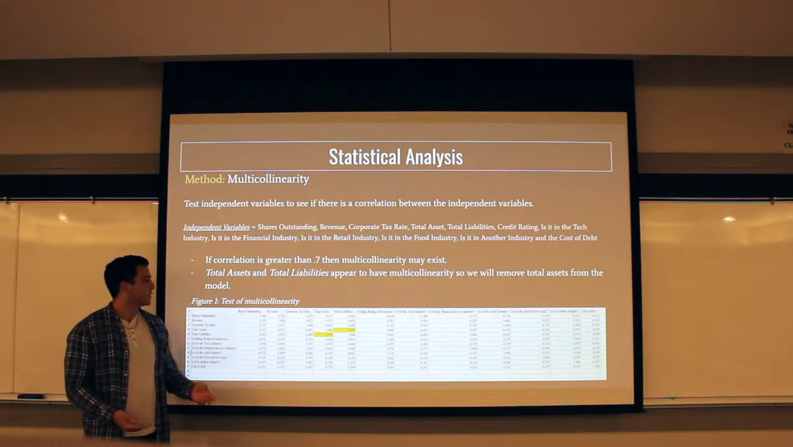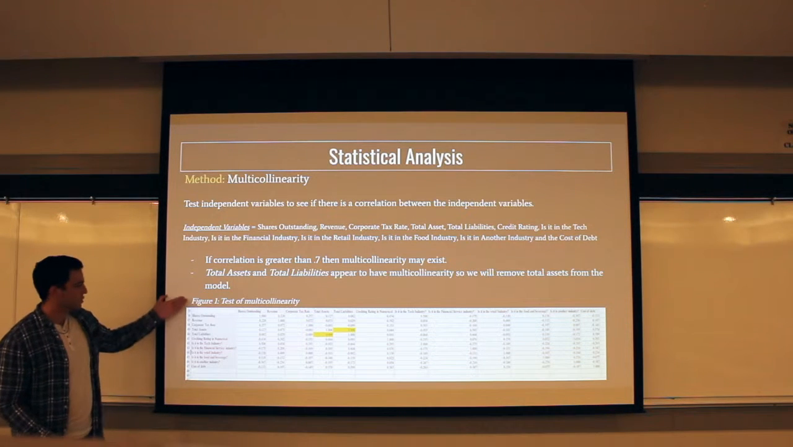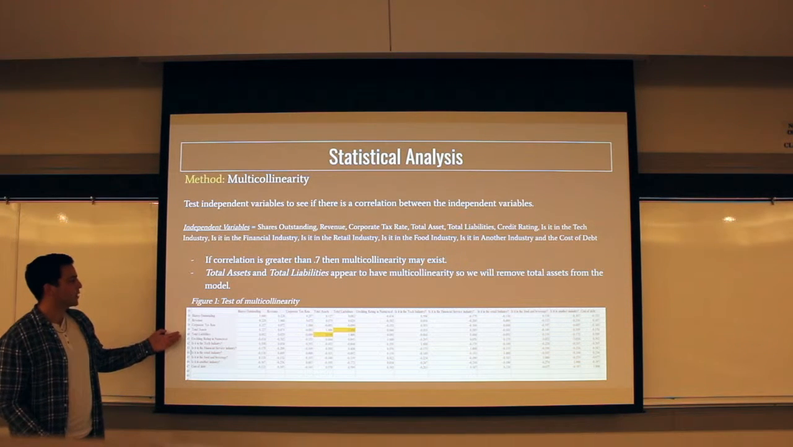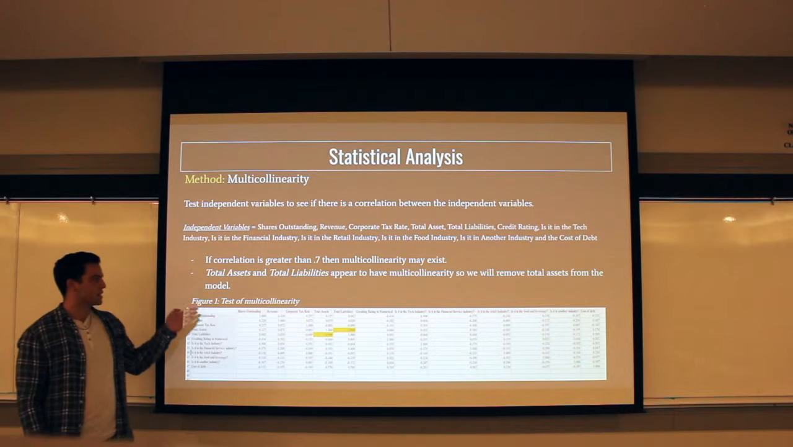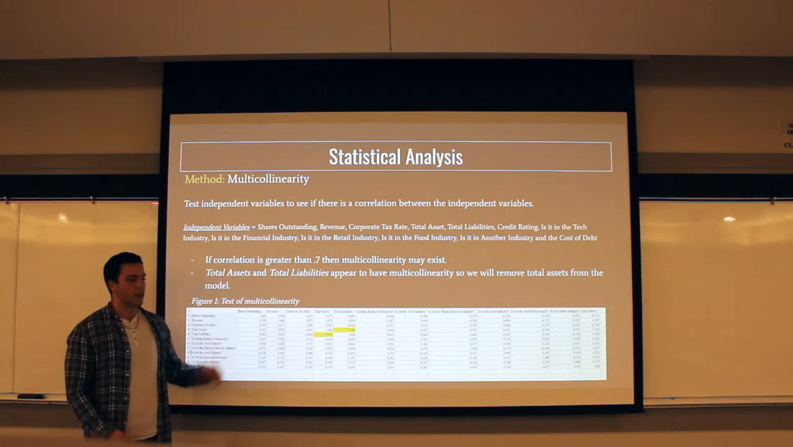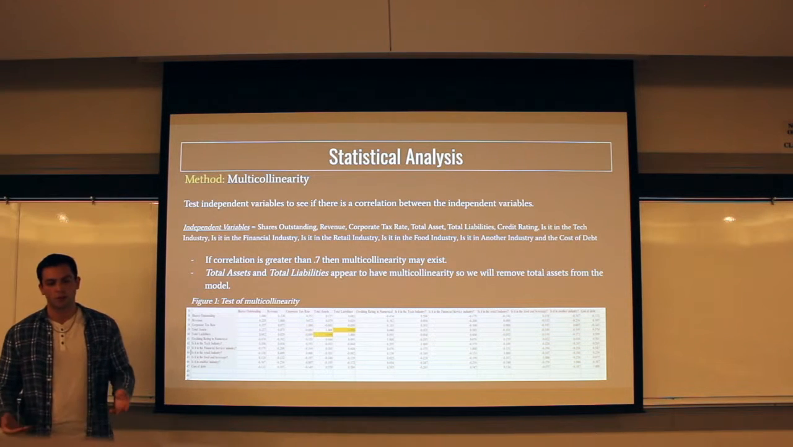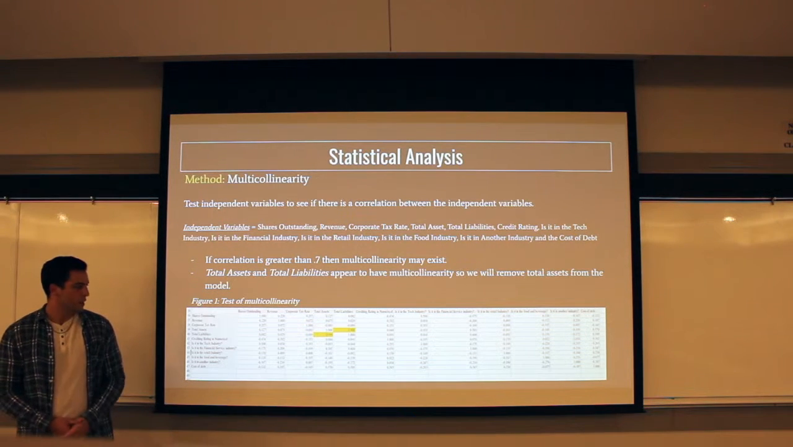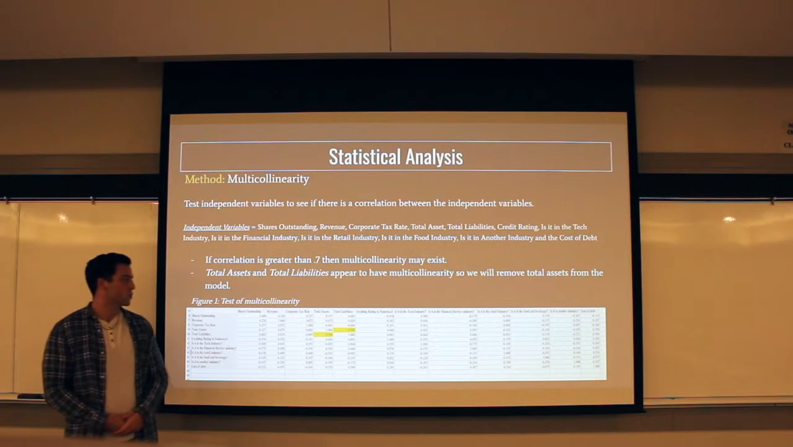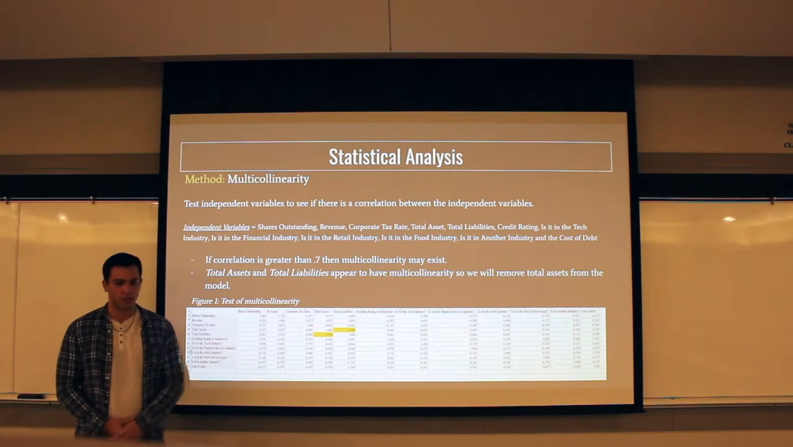So we ran the test, as you can see right here, and we found that total assets and total liabilities had a correlation of 0.996, so we determined that multicollinearity exists. So we decided to scrap total assets from our data set.